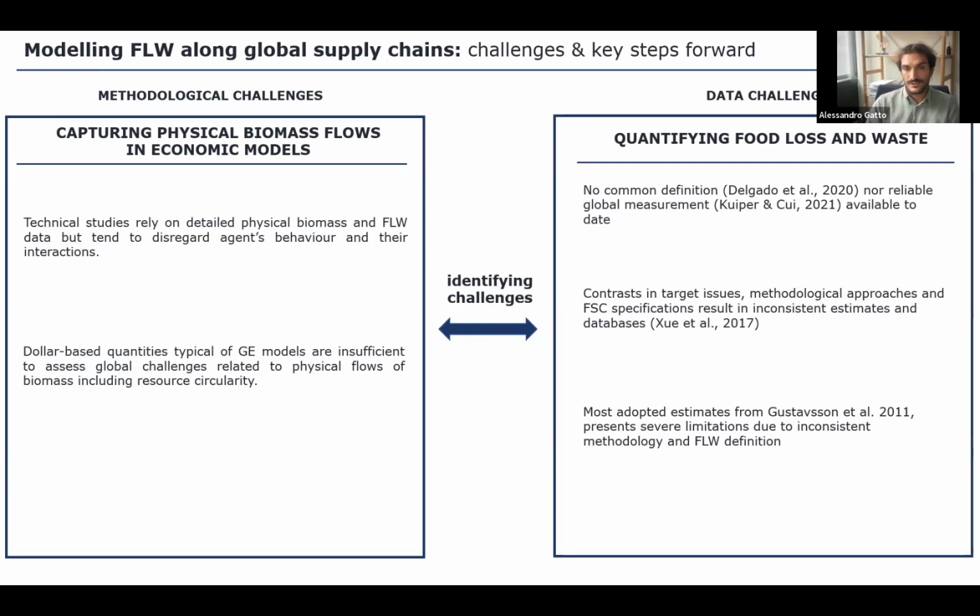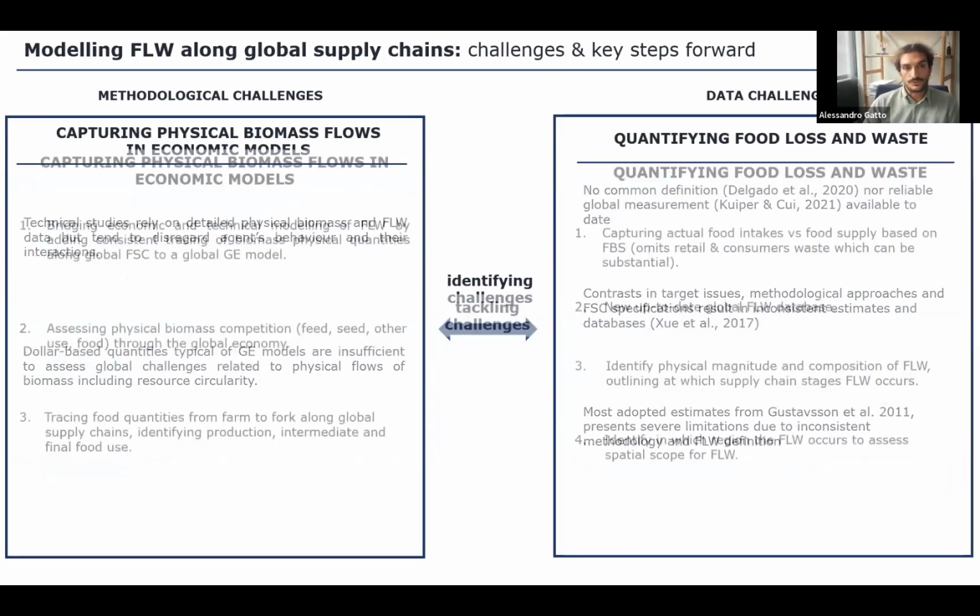So there is still a highly debated definition around food loss and waste, and there is no commonly adopted global measurement. There are contrasting studies adopting different methodological approaches, different specifications of supply chains, or different definitions and computations of food loss and waste itself. And this is demonstrated by the fact that most relevant studies today still adopt estimates from FAO, from Gustafsson, which the FAO itself claimed to be highly inconsistent due to, let's say, an old methodology that was then revised and found to be inconsistent.